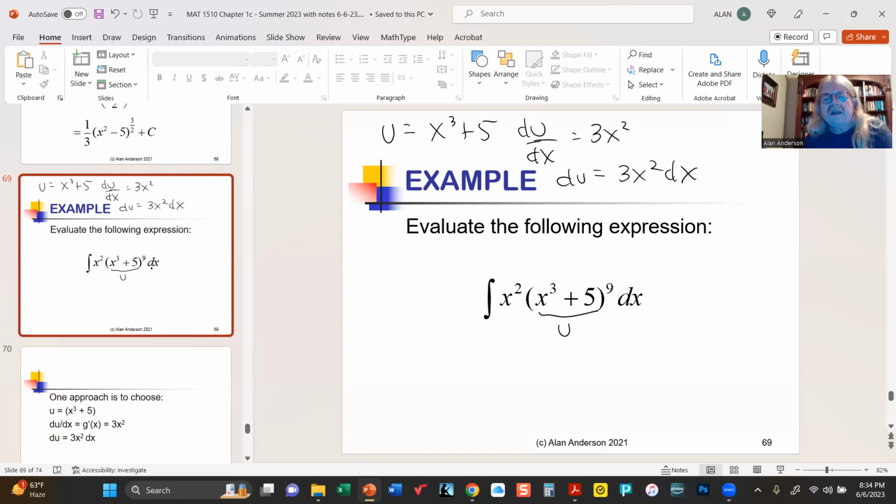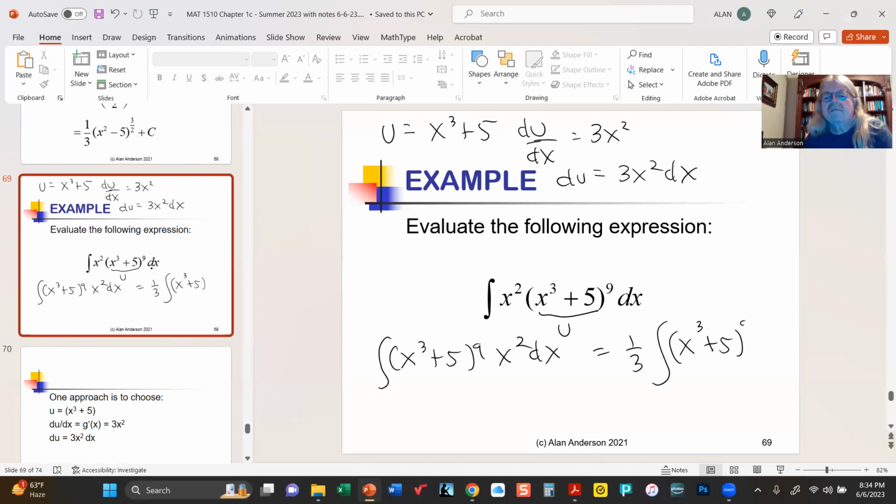Even if I rearrange this thing algebraically, I don't have 3x squared, so I have to provide it myself, so to speak. And now I have what I need. I have u to the 9th, and I have du. Good. So I'll have 1/3.